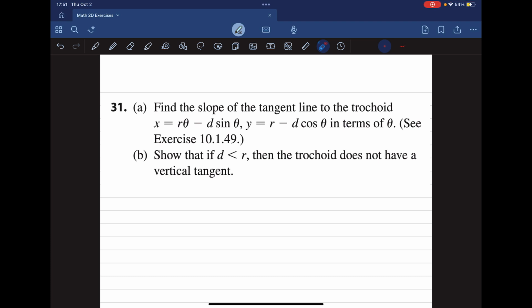And for part B, it asks us to show that if d is less than r, the trochoid does not have a vertical tangent. So how do we proceed?